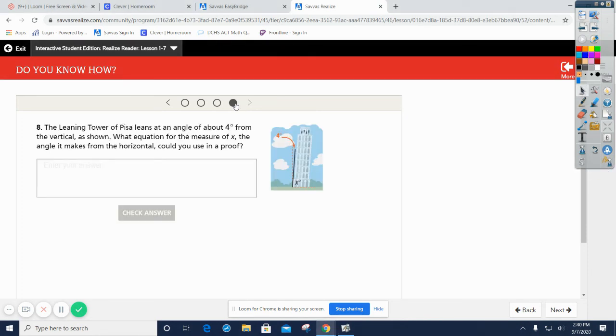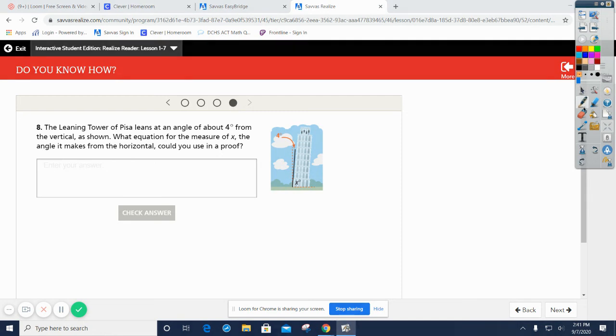And let's go to the last one here. Now this last one's got a picture for us, but it says the Leaning Tower of Pisa leans at an angle of about 4 degrees from the vertical, and you can see that in the picture. And then as shown, what equation for the measure of x and the angle it makes with the horizontal could you use in a proof?